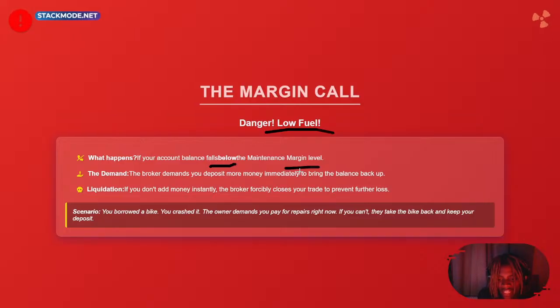And if you don't add the money instantly, the broker will forcibly close your account, close the trade, and really want their money back. So for example, if you borrowed a bike, or if someone loaned you a car, let's say a rental car, and you said, all right, I'm going to give you $500 in order to drive the rental car, but you can't let the gas go below a quarter, otherwise the car will literally blow up.